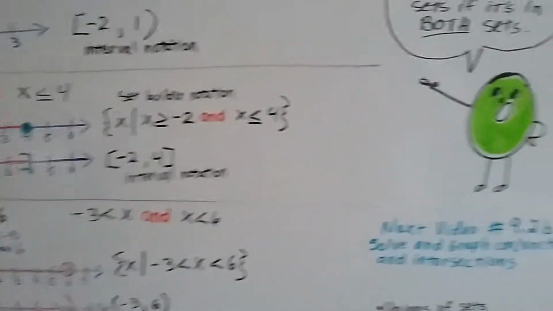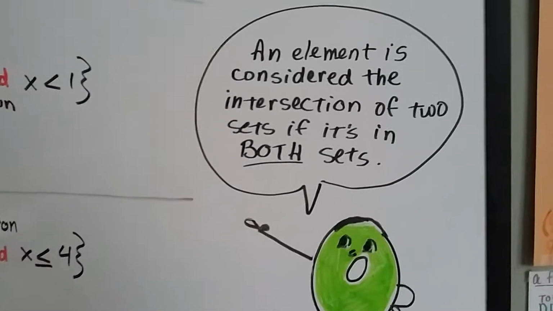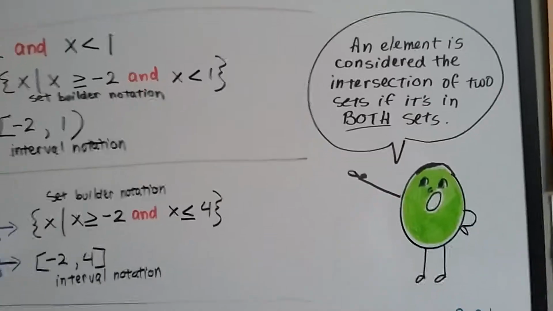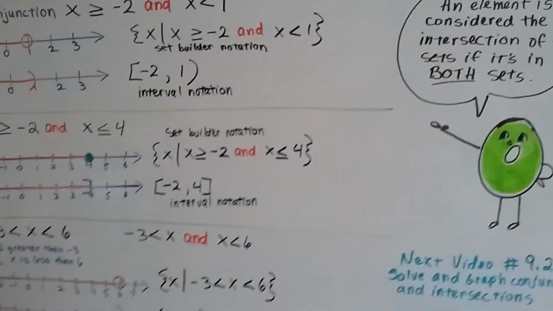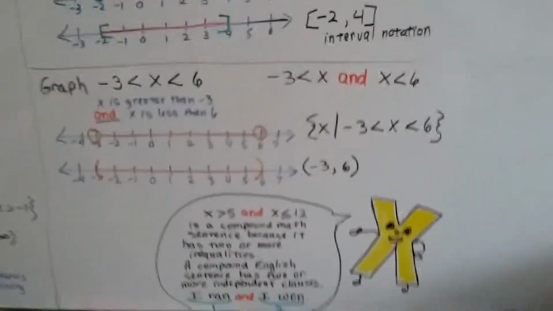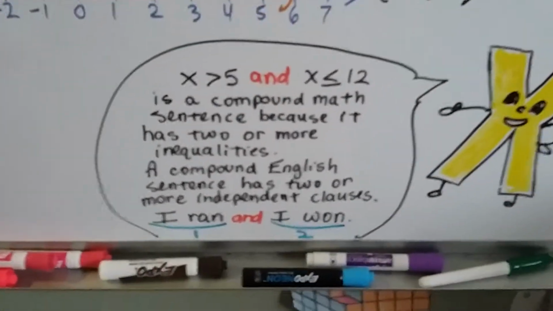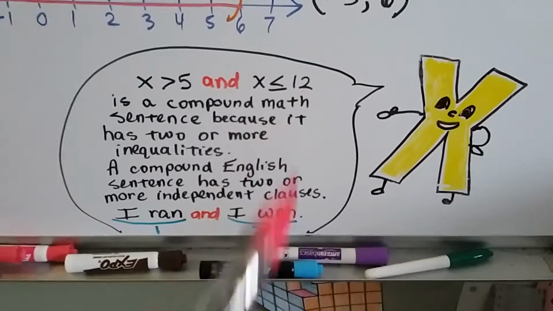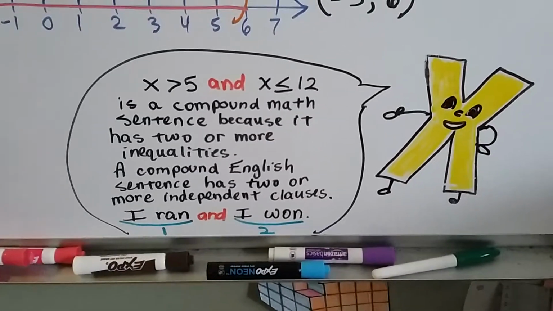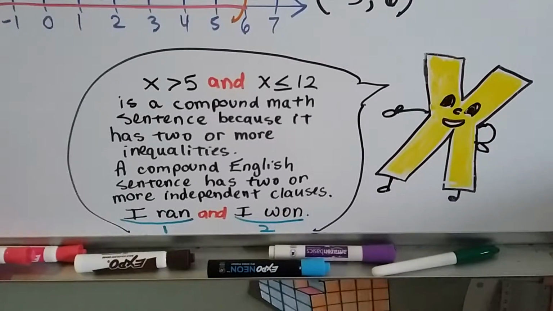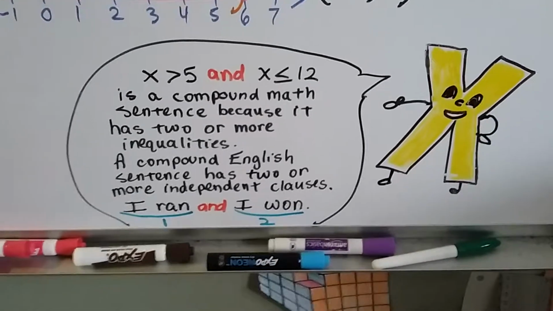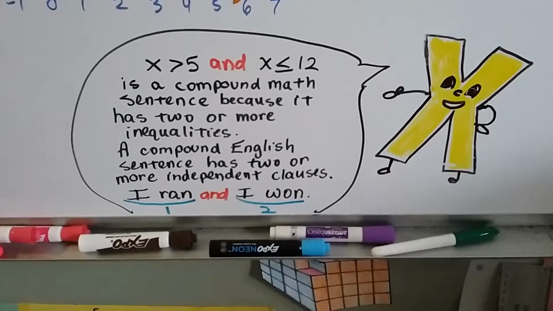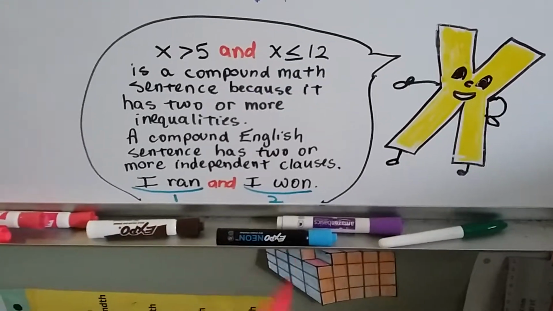Now, an element is considered the intersection of two sets if it's in both sets, okay? So just remember that from our video about intersections, and if you missed it, there's going to be a link, okay? So I want you to check this out. We had x is greater than 5 and x is less than or equal to 12. Well, that's a compound math sentence because it has two or more inequalities. A compound English sentence for English grammar has two or more independent clauses. So here's an independent clause and there's an independent clause.